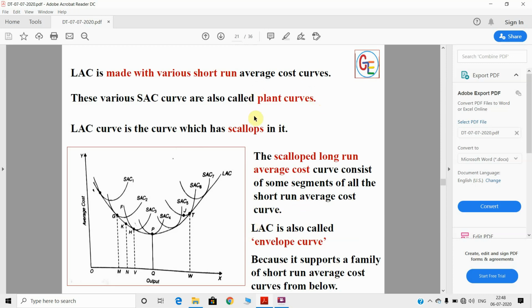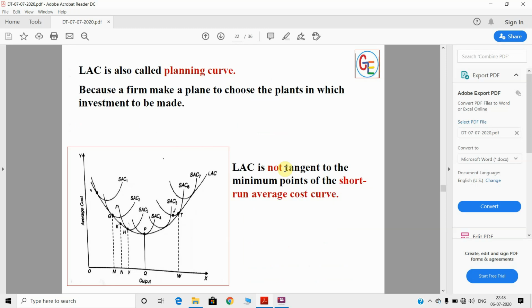So it is otherwise known as the plant curve, because there are several kinds of long run periods which are availed by the producer to plan. So it is called the planning curve or plant curve, right. It is also known as the planning curve, because the firm plans to choose the plants in which the investment is to be made, because it has a long run period in hand to invest, right.